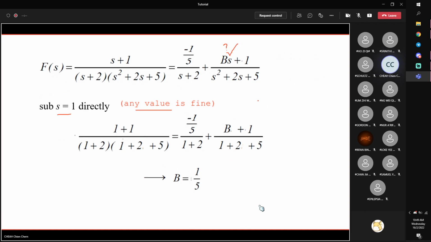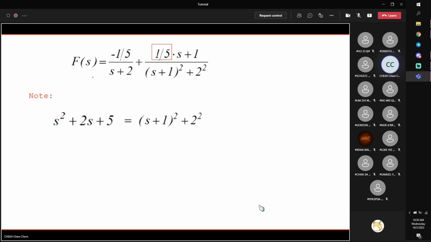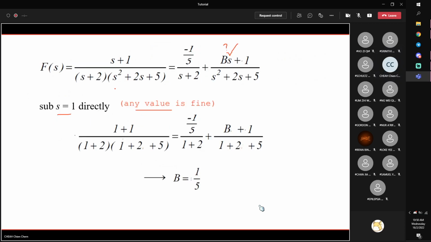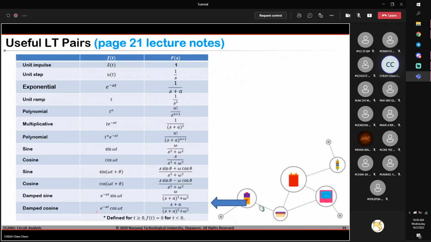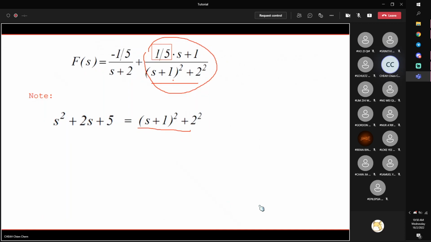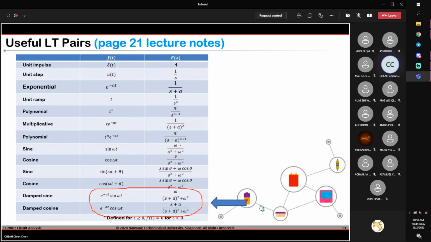So b is now known, which means that I have factorized this partial fraction, expanded into two fractions, a linear combination. Next is to remember that my s squared plus 2s plus 5 can be put into this form. Then I try to find this from the table. See whether you can find anything in this table. Why this is put into this form is because you can see the last two terms are in a similar form: s plus a squared plus omega squared.